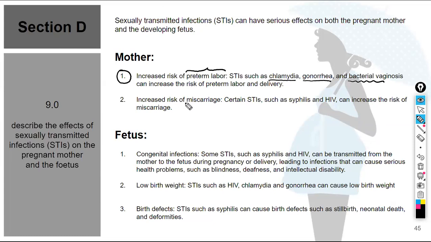And you all already know what a miscarriage is. We discussed that on the slide before. So certain STDs like syphilis and HIV can increase the risk of a miscarriage. That's when you lose the baby before even 20 weeks has passed.